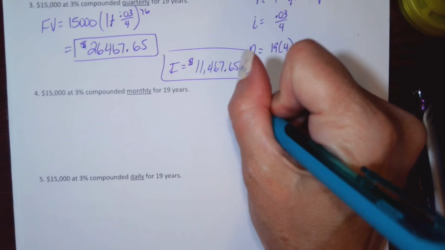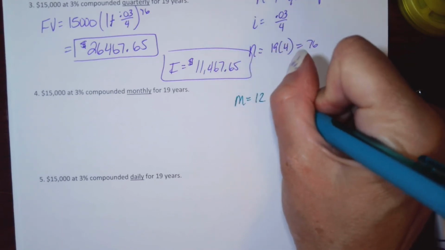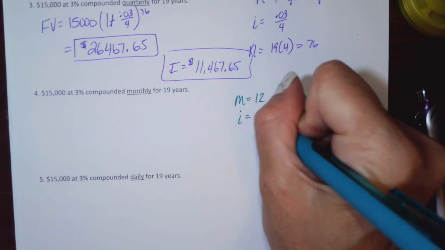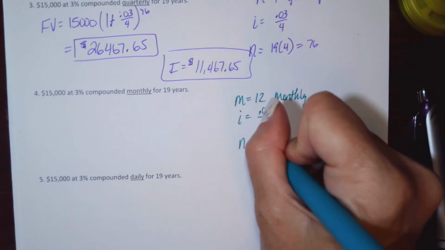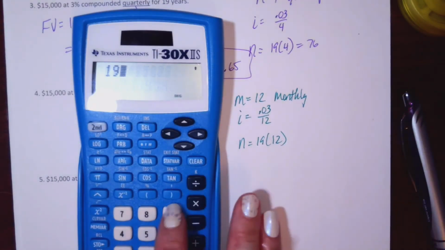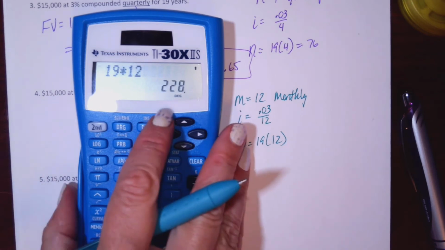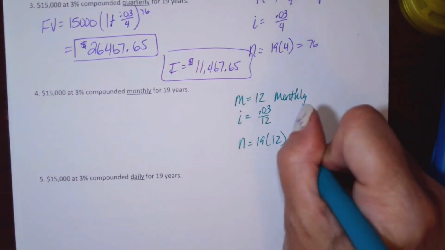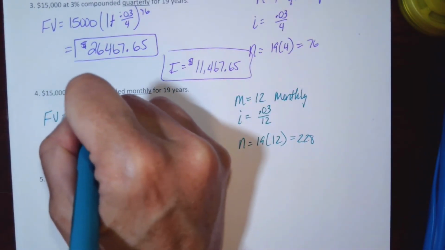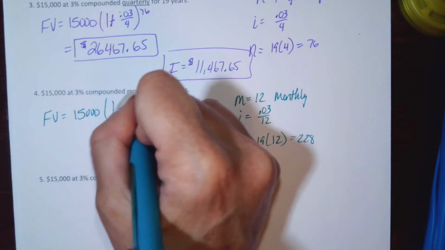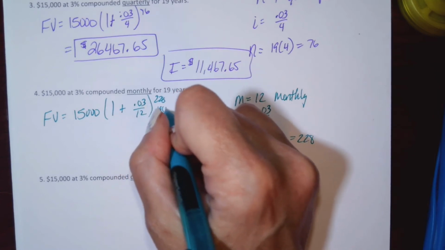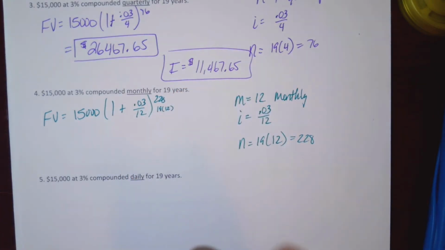Here we've got monthly. So M is 12 if it's monthly, which means I is that rate divided by 12. N is the number of years times 12, and I can't do 19 times 12 in my head. It's not something I know off the top of my head, so that's 228 as my exponent. So write down your problem so I can see what your values are that you started with. And if you wanted to put 19 times 12 here instead of 228, that's fine. That's not a problem at all.